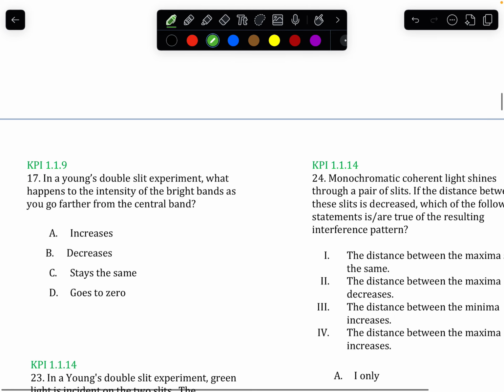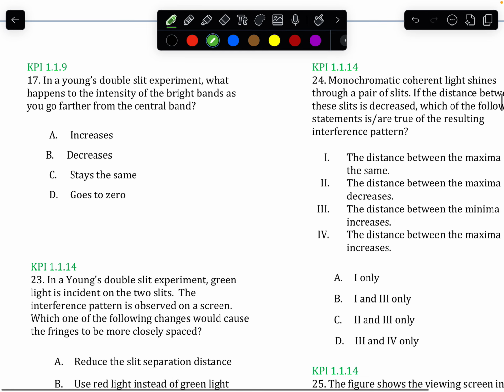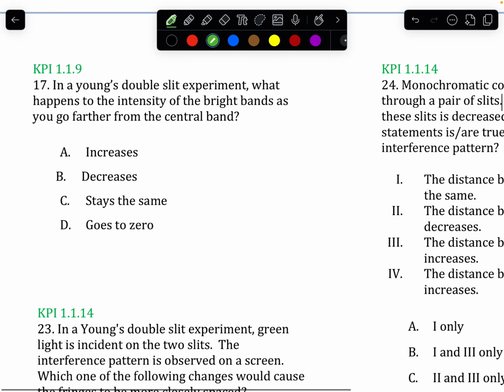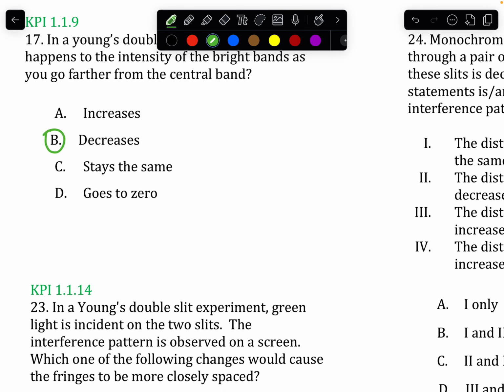More practice with Young's double slit. What happens to the intensity of the bright bands as you go further from the central band? Basically, it gets dimmer and dimmer. It decreases. So the intensity certainly decreases.